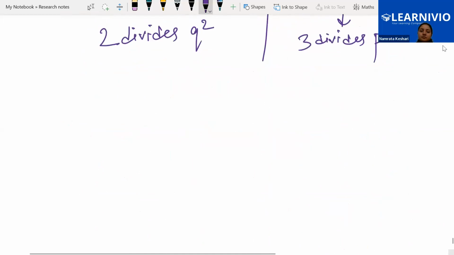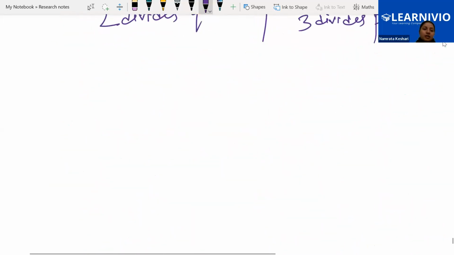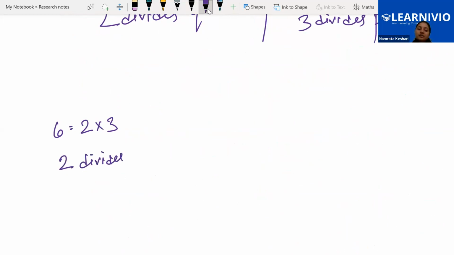Similarly, let me take the same cases. If we are having 6 is equals to 2 into 3, we have made the conclusion that 2 divides 6 completely. Okay. Similarly, we have taken few more examples.